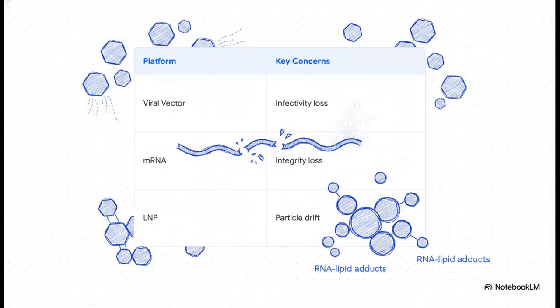And when you package that mRNA into a lipid nanoparticle, an LNP, things get even more complex. You have to watch out for particle attribute drift and the formation of RNA lipid adducts. Basically, those are unwanted chemical reactions between the RNA and the lipid shell that create harmful degradation products.